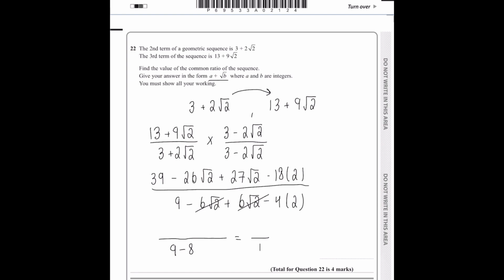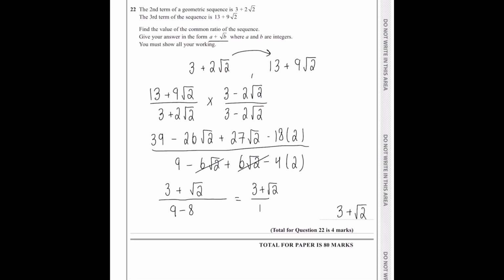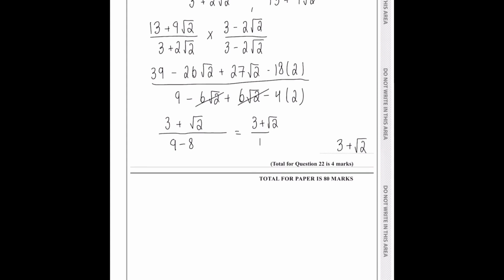Then on the top, we've got 39 take away 18 lots of 2. So in other words, we just have 3 plus root 2, because negative 26 root 2 plus 27 root 2 is root 2 on its own. So then we're left with 3 plus root 2 over 1, which is just 3 plus root 2. And there we've reached the end of paper 1.